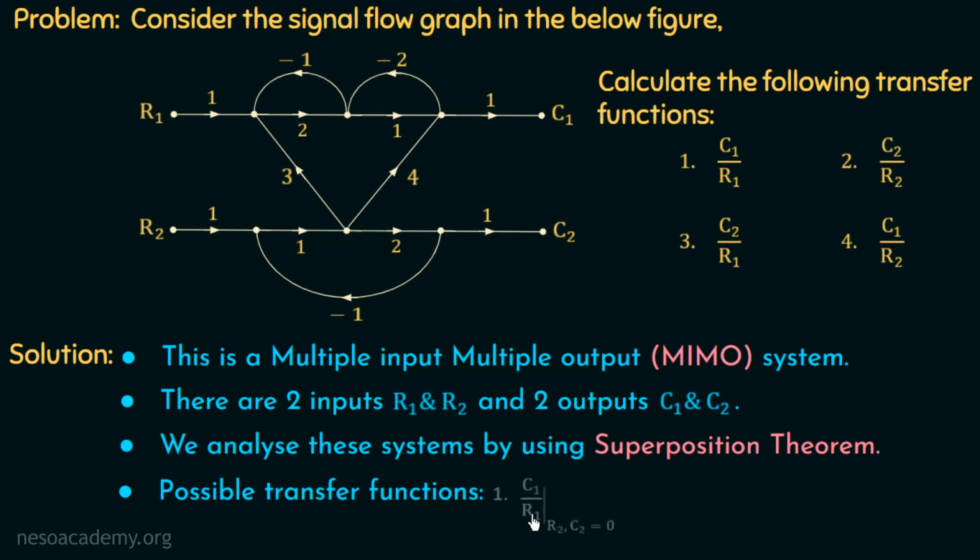In this signal flow graph, there are two inputs and two outputs, and that's why the possible transfer functions are C1 over R1, keeping R2 and C2 equal to 0, C2 over R2, keeping R1 and C1 equal to 0, C2 over R1, keeping R2 and C1 equal to 0, and C1 over R2, keeping R1 and C2 equal to 0. And we need to calculate all the four possible transfer functions in this problem. So let us start with the calculation of transfer function C1 over R1, keeping R2, C2 equal to 0.